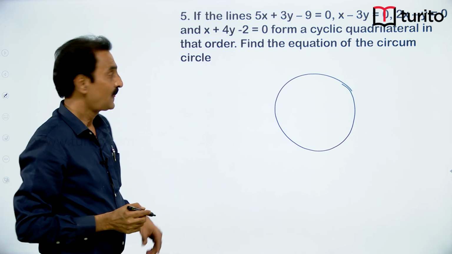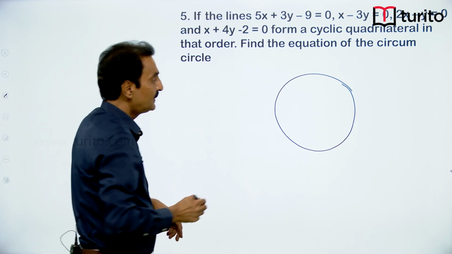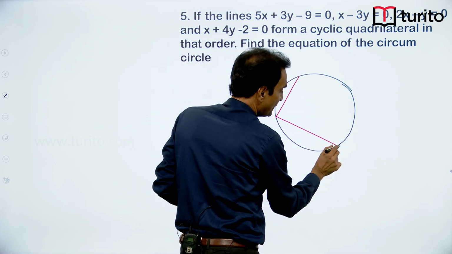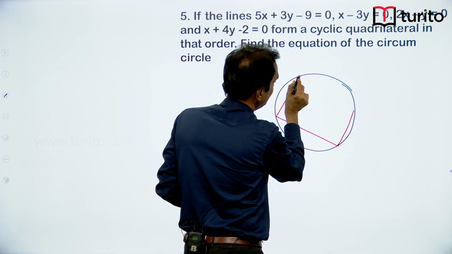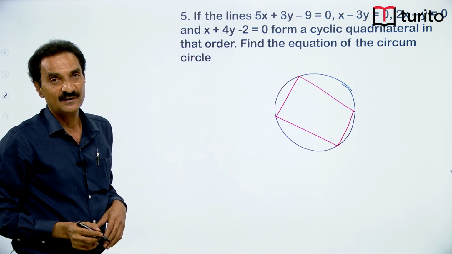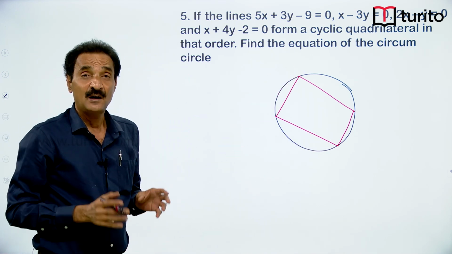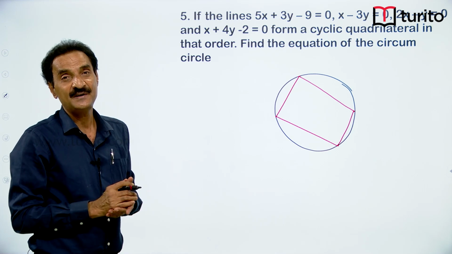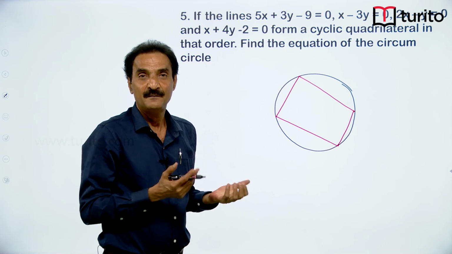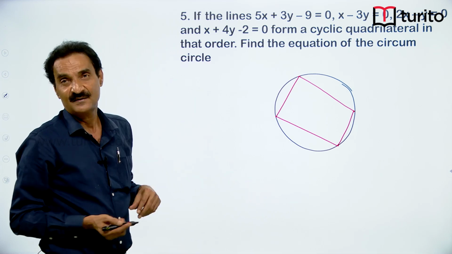Consider a circle and draw a quadrilateral. It is called a cyclic quadrilateral. I want the equation of the circumcircle. Now, is it possible to find the equation of circumcircle without finding the vertices? When it is possible for triangle, definitely it should be possible for quadrilateral.